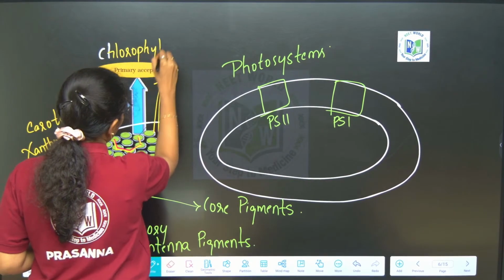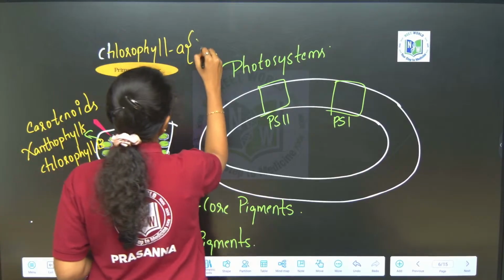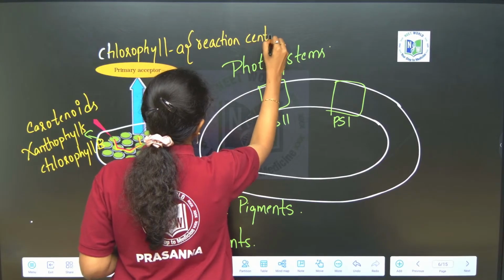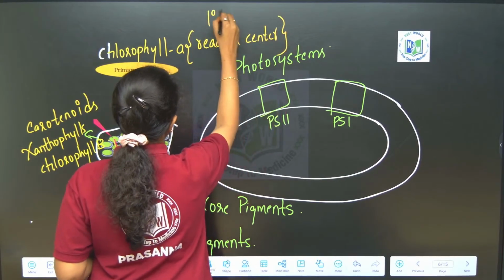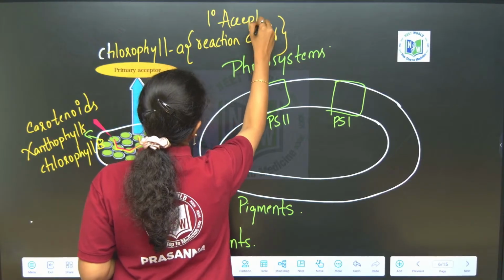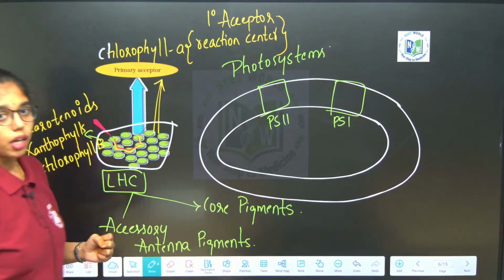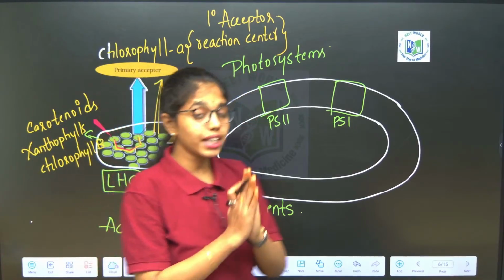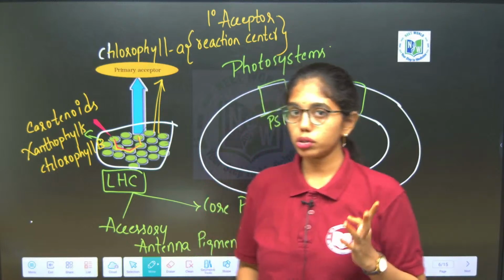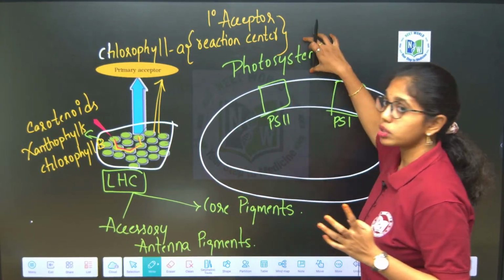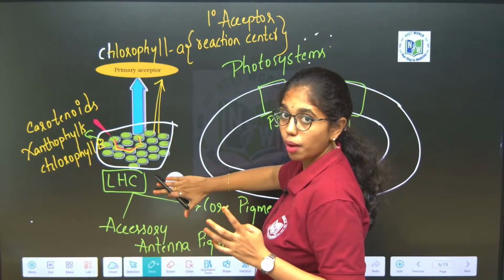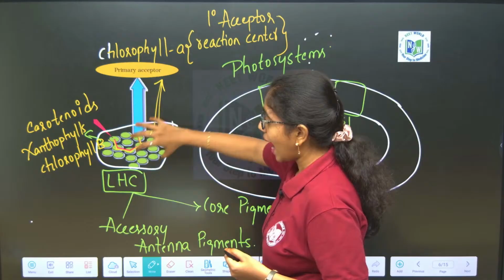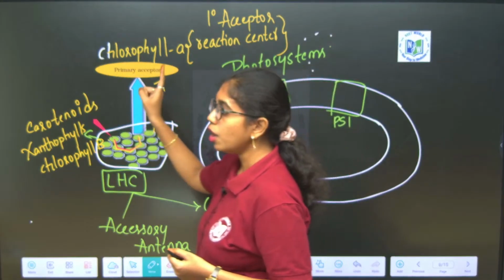So here chlorophyll A is the reaction center or primary acceptor. Clear? Here we have the thylakoid membrane, and inside the thylakoid membrane we have two photosystems. Inside each photosystem we have light harvesting complexes, and light harvesting complexes have accessory or antenna pigments and the core pigments.